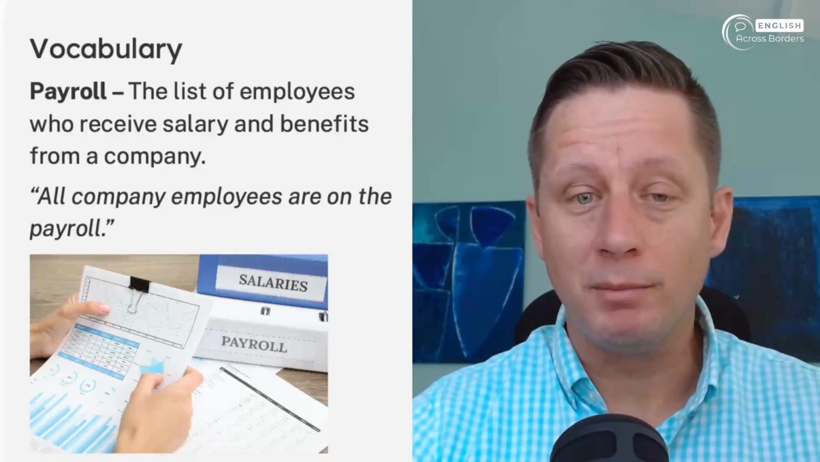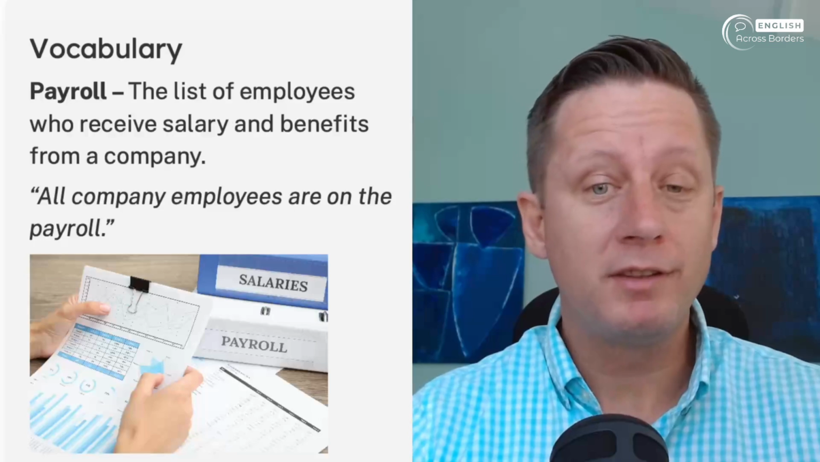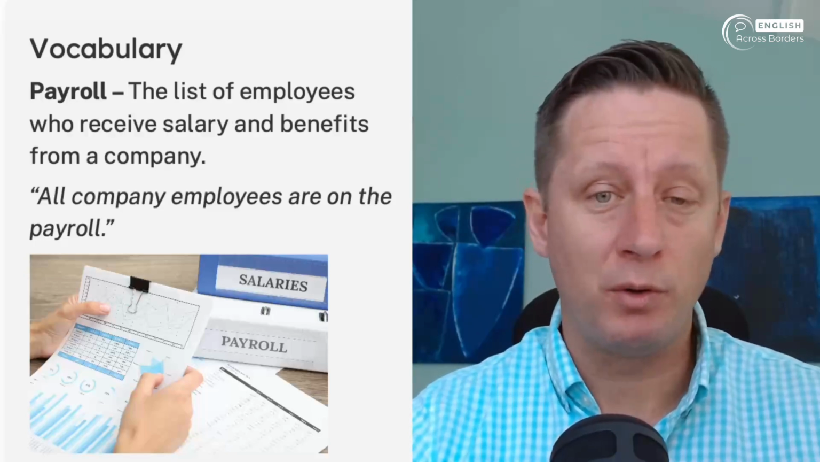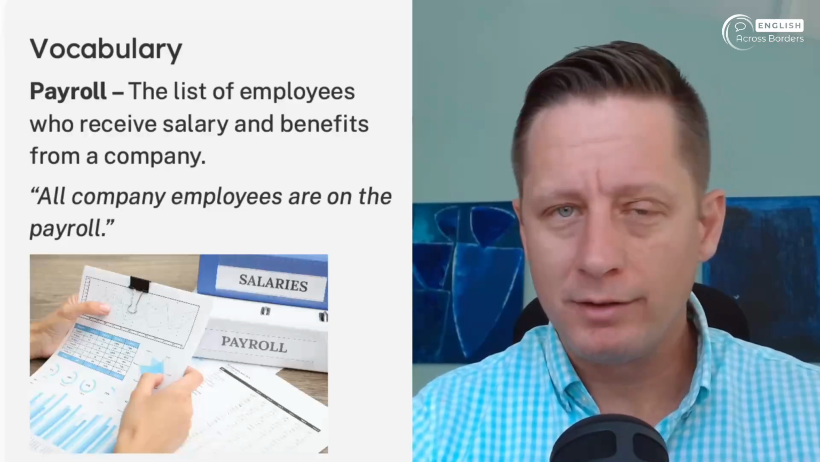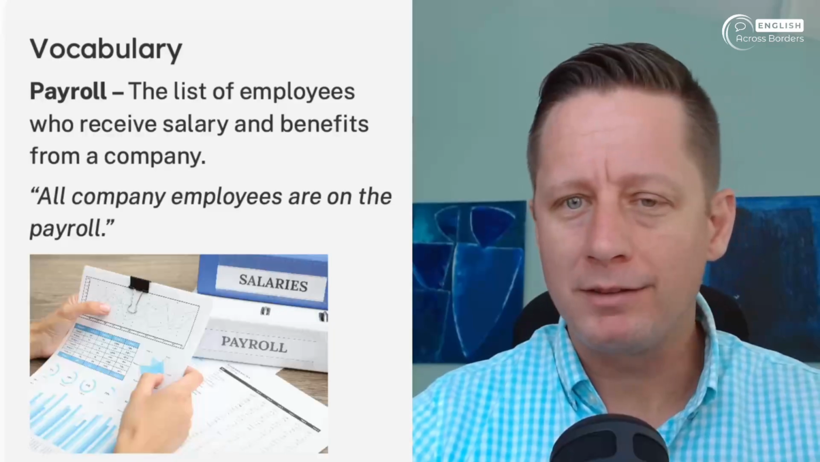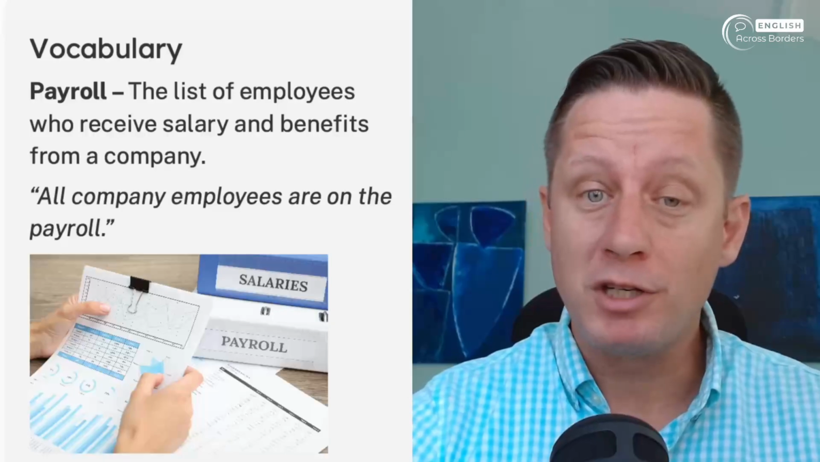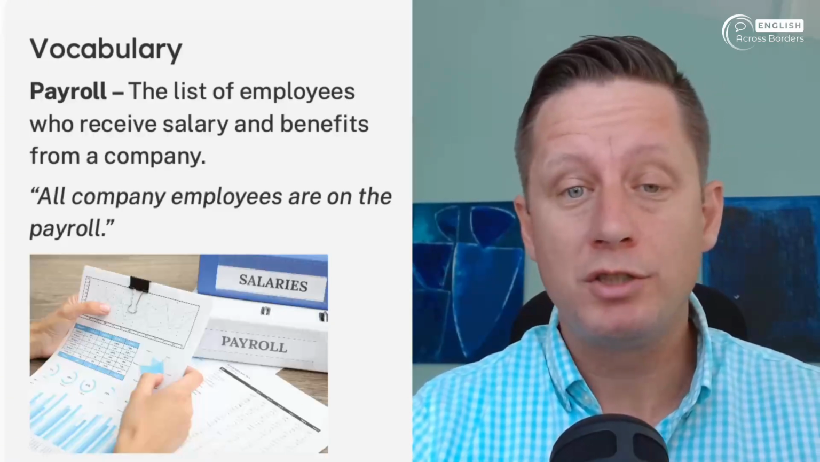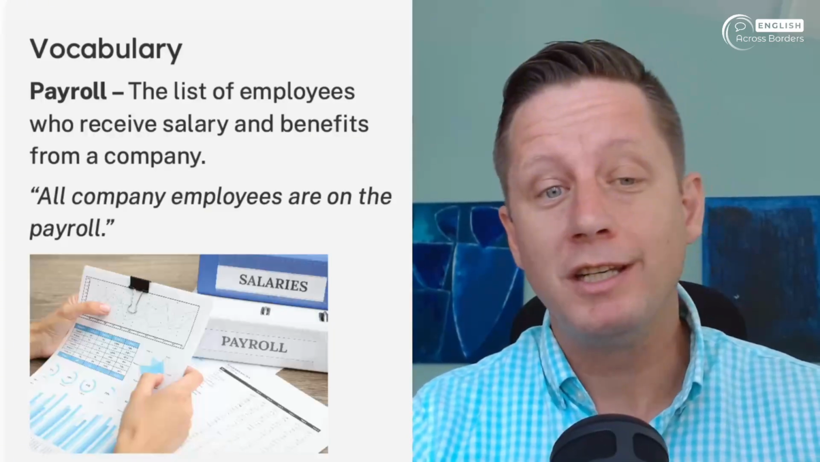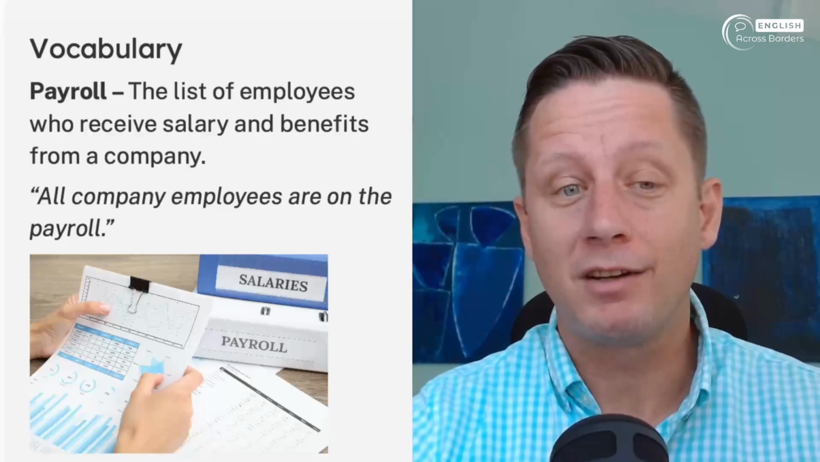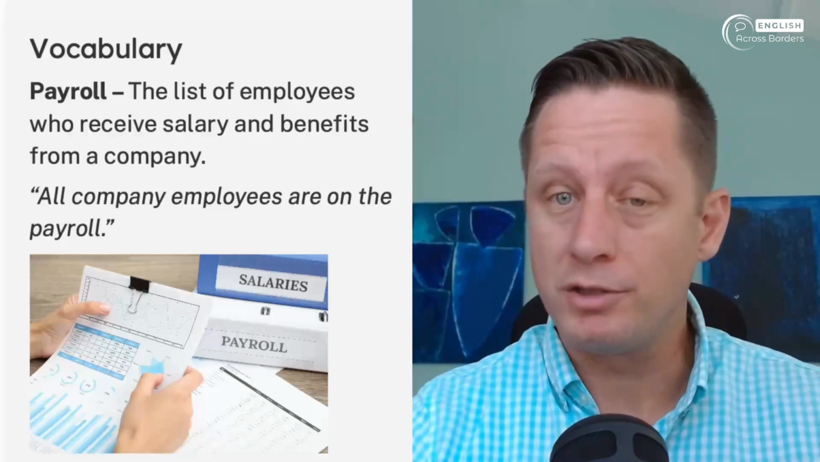Payroll means the system where employees are officially registered and paid by the company, including salary, benefits, and tax withholdings. For example, all company employees are on the payroll. Let's check out a story. A business owner asks, do I need to add this worker to payroll? The lawyer explains, if she is an employee, yes. Payroll ensures taxes and benefits are paid. But if she's a contractor, she issues her own invoices and is not on payroll. Payroll is the key legal line between employees and contractors.